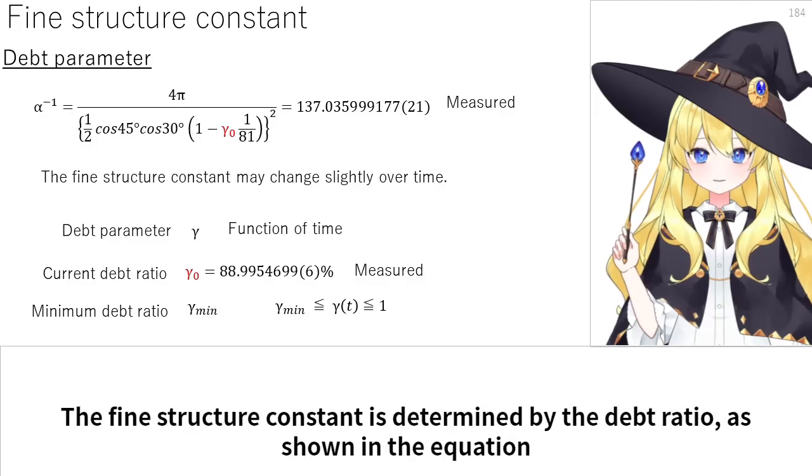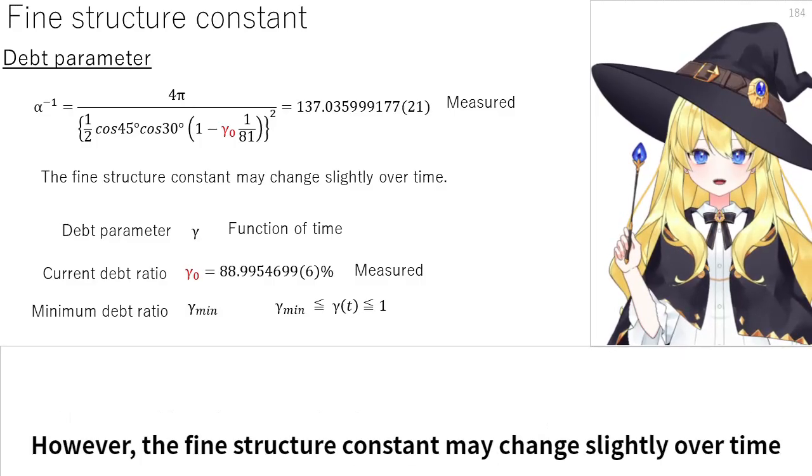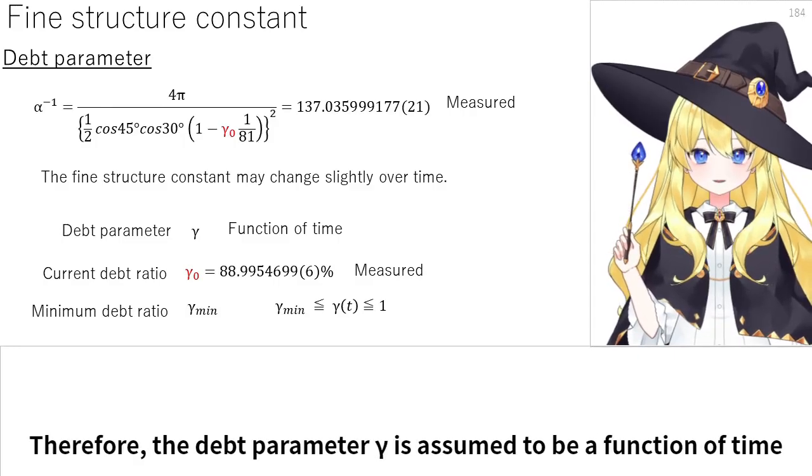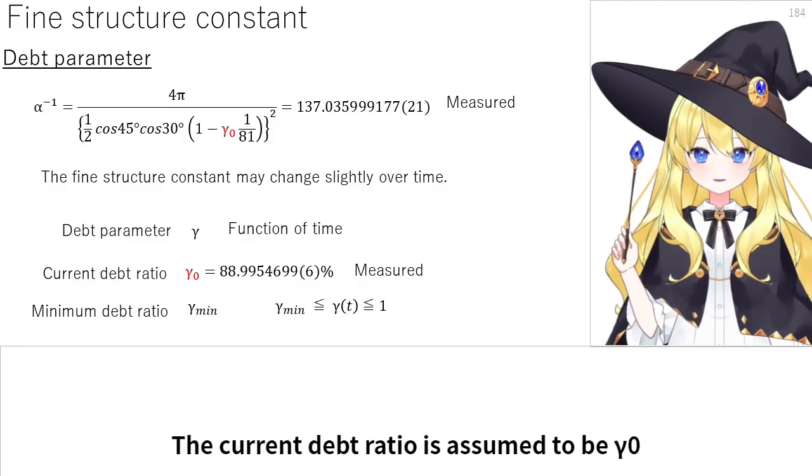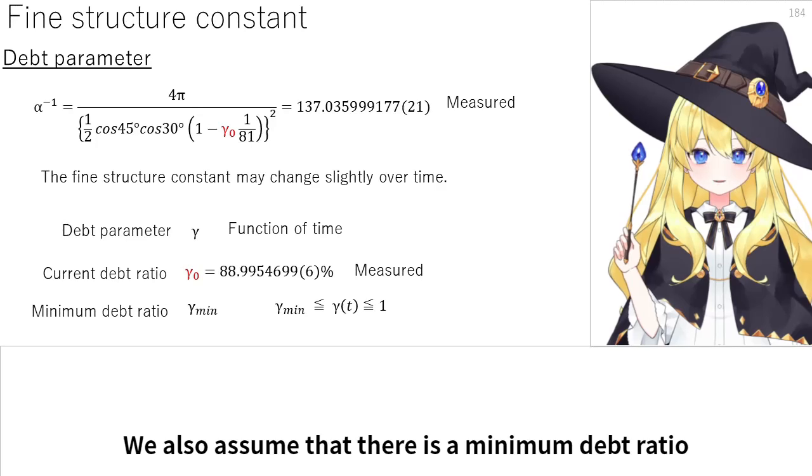The fine structure constant is determined by the det ratio, as shown in the equation. However, the fine structure constant may change slightly over time. Therefore, the det parameter gamma is assumed to be a function of time. The current det ratio is assumed to be gamma 0. We also assume that there is a minimum det ratio.